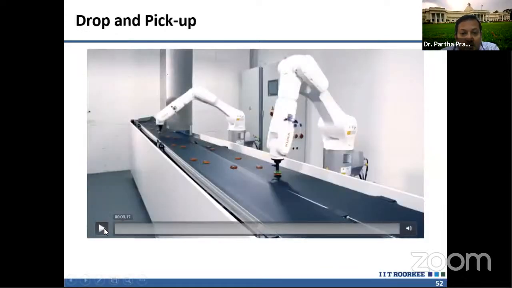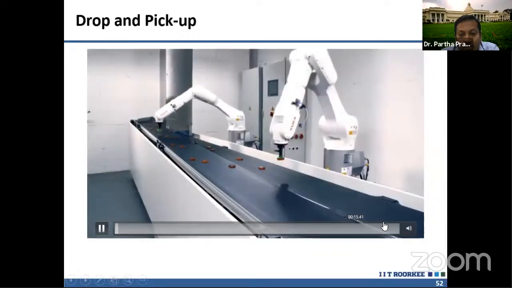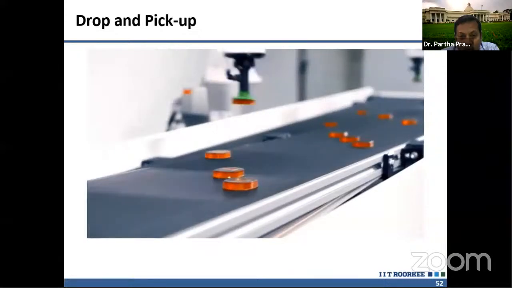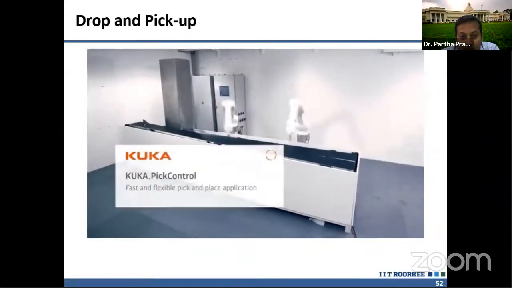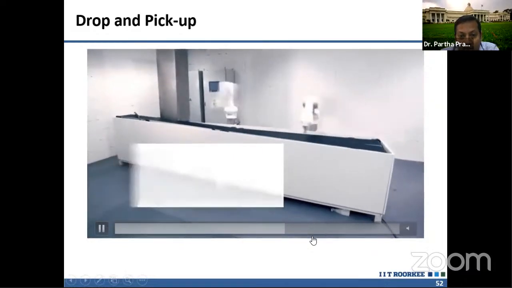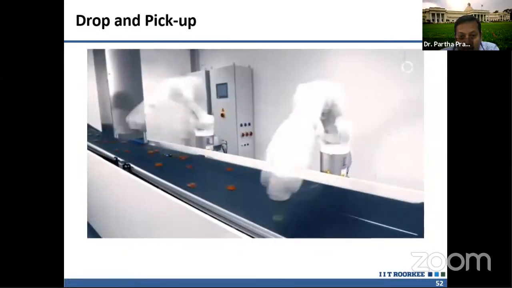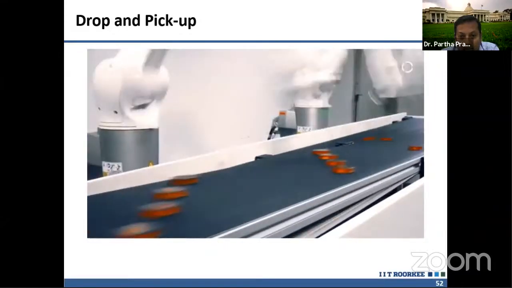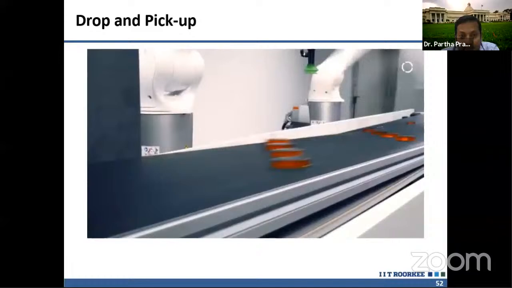And this is also some robots. This actually drop and pick up by these robots. Okay, so these are also done by reinforcement learning algorithms. So given some parts, these robots could pick up or drop those coins or pieces from these conveyor belts very efficiently.